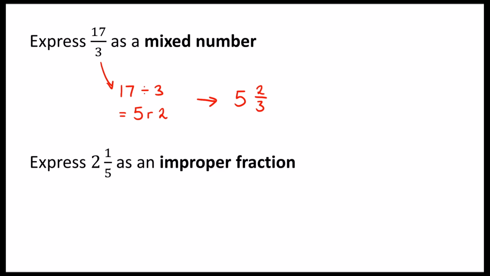In my second example, I'm asked to express 2 1/5 as an improper fraction. Because in this example I'm dealing with fifths, I know that each whole one is going to be equal to 5/5. In this particular question I have 2 whole ones, so 2 lots of 5 would be 10/5 in total. I also then have my extra 1/5 at the end. So that means as an improper fraction, 10 add 1 would be 11/5 in total.